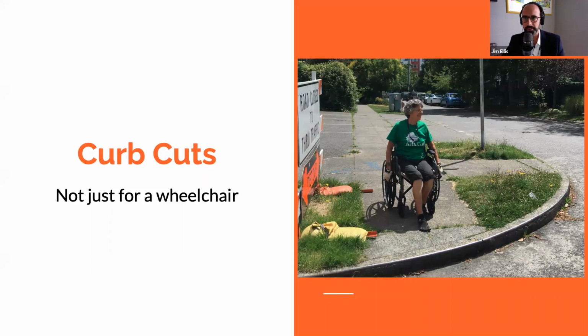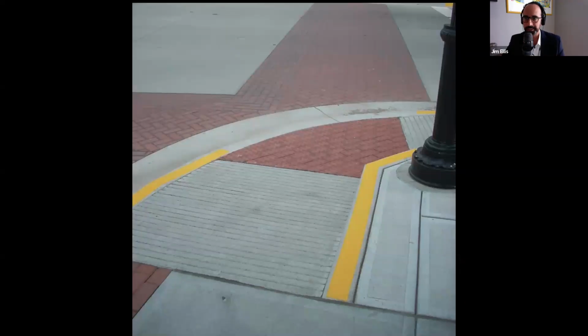But pretty quickly, we found out that other people in society could use that. And now we have cutouts on street corners that look like this: lighted reflective strips, textured surfaces, a graduating sloping version down onto a very clear path across the street.